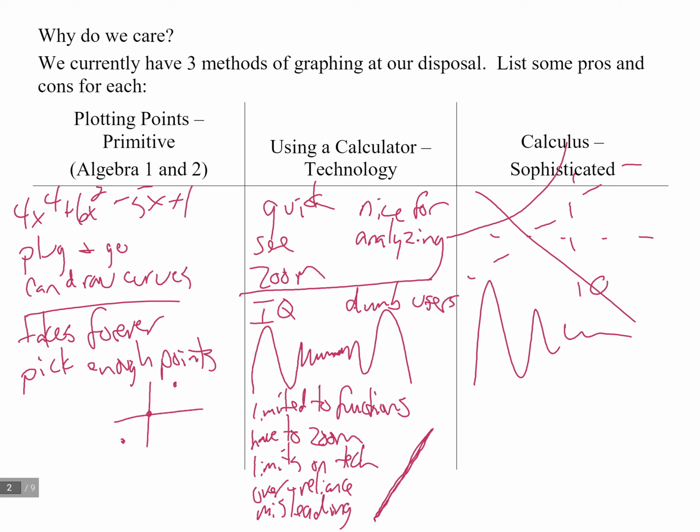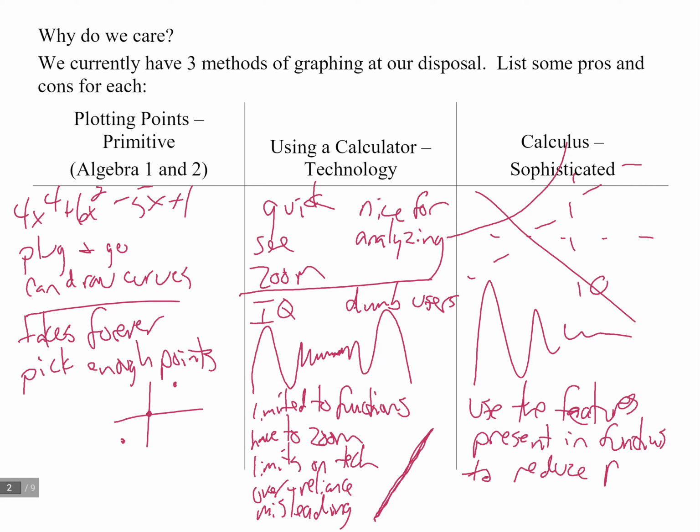Okay. So basically, what I'm saying here is we can use features that are present in functions to reduce points needed to graph. Okay, so we're still plotting points.